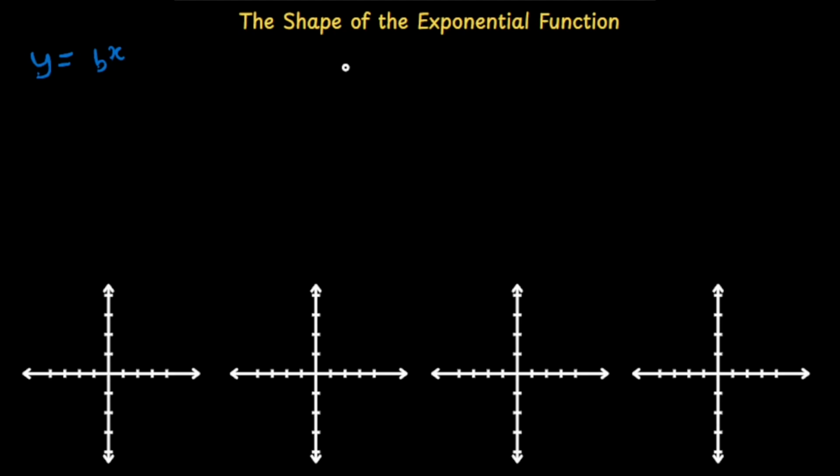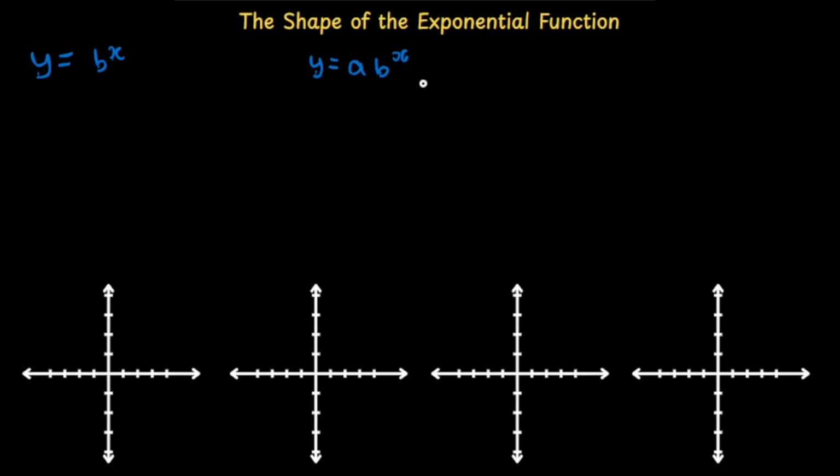In order to understand the shape of the exponential function, I am going to introduce a new variable into this equation, and this will be the variable a. So the equation is now going to be y is equal to a times b to the power x, where b is still the base of x, and we are multiplying a by b to the power x.